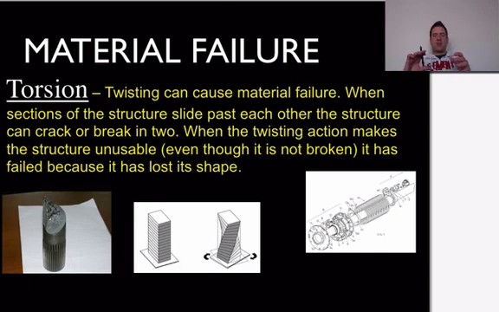When sections of material slide past each other, then it can crack and break in two, and we get that shear, where we can get that cracking. But if we twist too much, then that structure can break, and it's tough to put back together as it's broken off at an angle. Even when things twist, sometimes we can't get them back. If something twists, it's tough to get it back to its correct position.